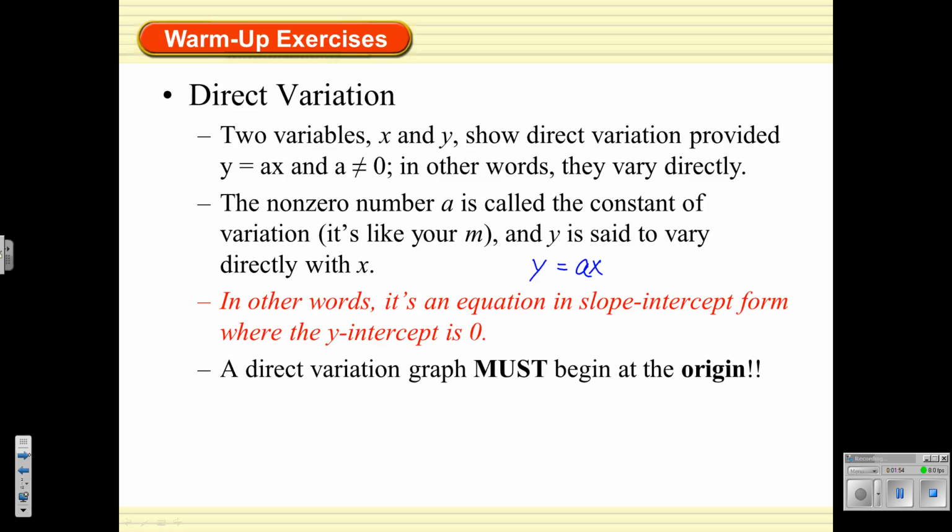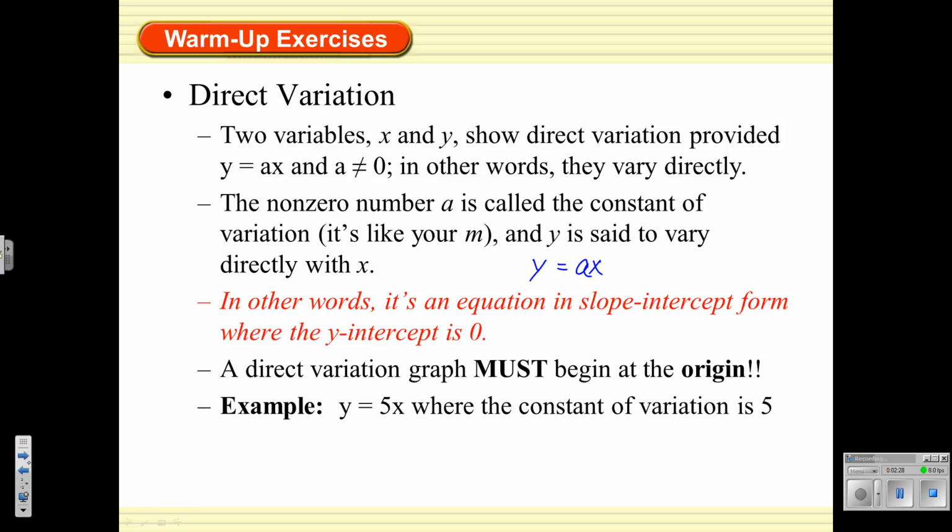And a direct variation graph must begin at the origin, because if your y-intercept is 0, that is where you start. So when x is 0, y is 0, and that makes a direct variation. It's a constant rate of change. Think back to our toilet flushes we did on that worksheet the other day. They were direct variations. The more flushes you did, the more water you used. And if you had 0 flushes, you used 0 water. That was an example of a direct variation graph.